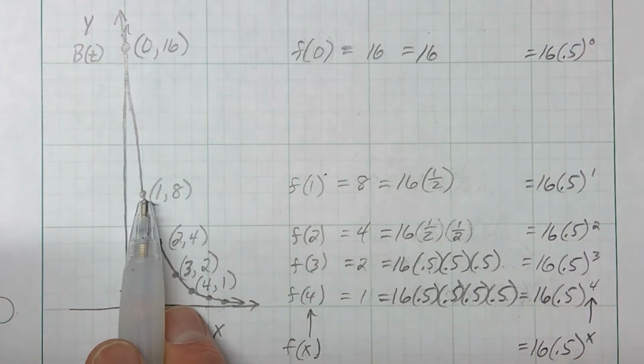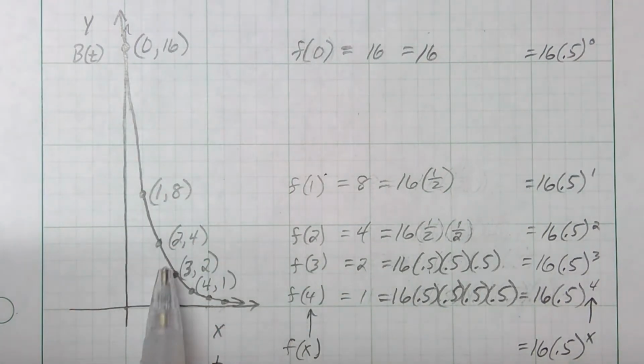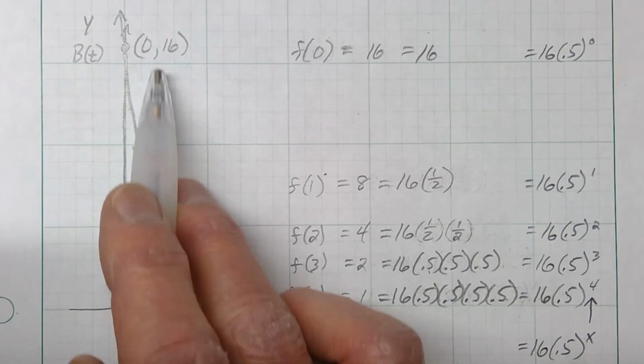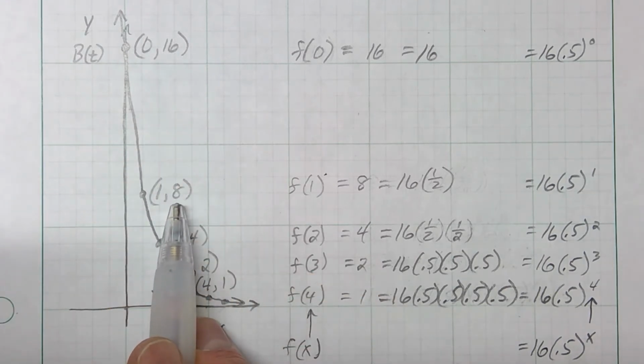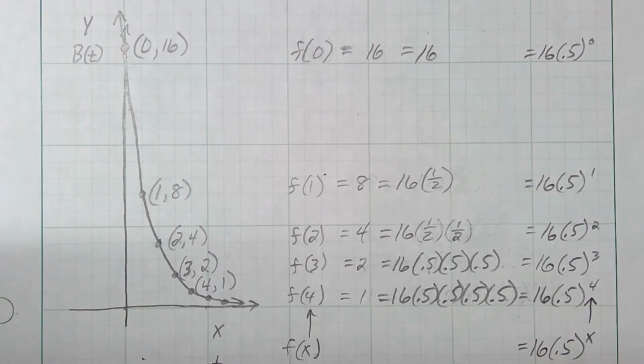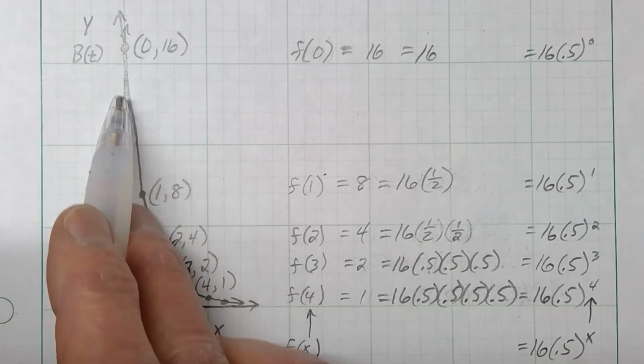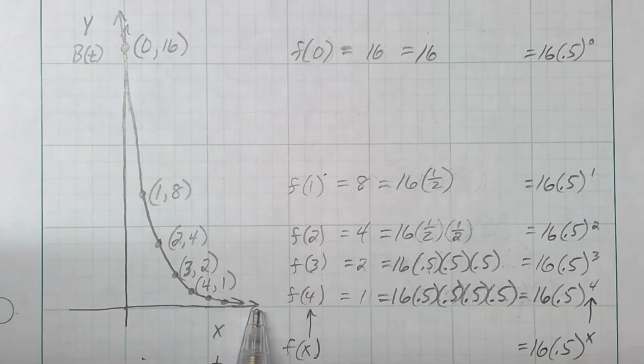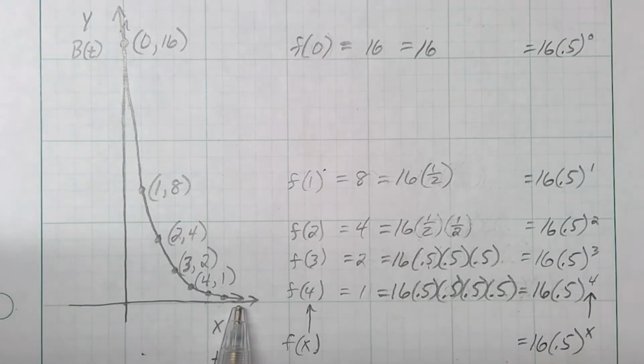An hour later, I only had 8. And then 2 hours later, I only had 4. And 3 hours later, I only had 2. 4 hours later, I only had 1. So I started with 16, and then half of that's 8, half of that's 4, half of that's 2, half of that's 1. So as each hour goes by, I have fewer and fewer bacteria. This is decaying. It's becoming worth less as time goes by.